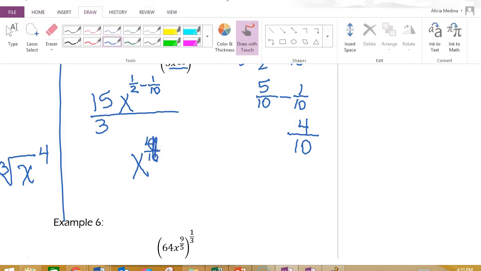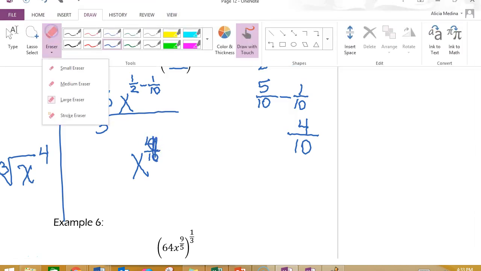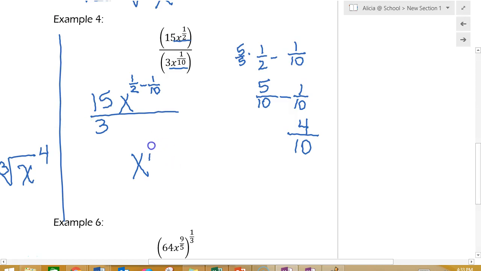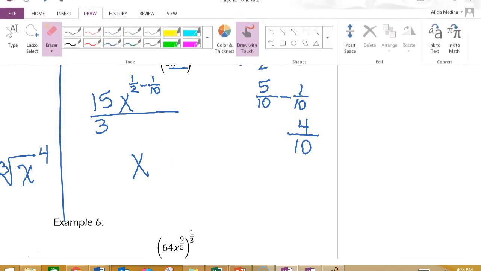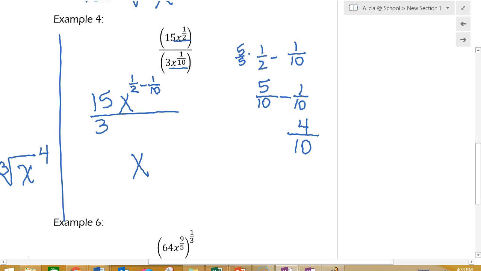Oh, there's my eraser. I'm going to go ahead and simplify that. Because 4 over 10 can simplify if I divide both top and bottom by 2. That becomes 2 over 5. And that's actually going to be my exponent. So always remember to simplify your fractions to be as simplified as possible, and then go ahead and finish off your question.